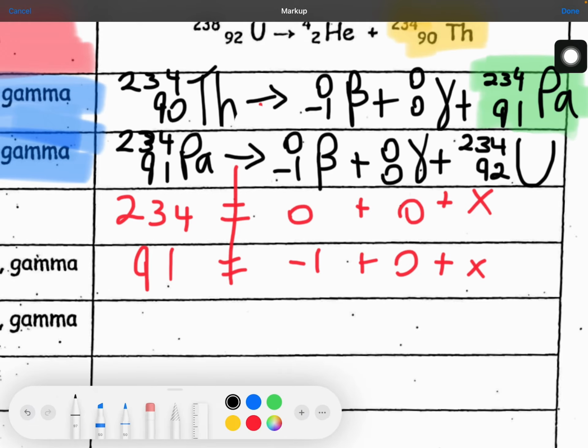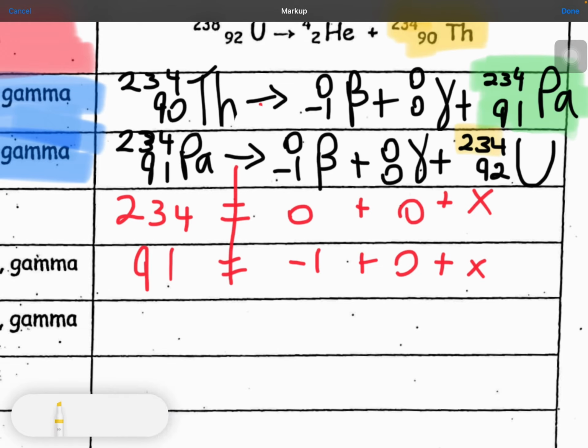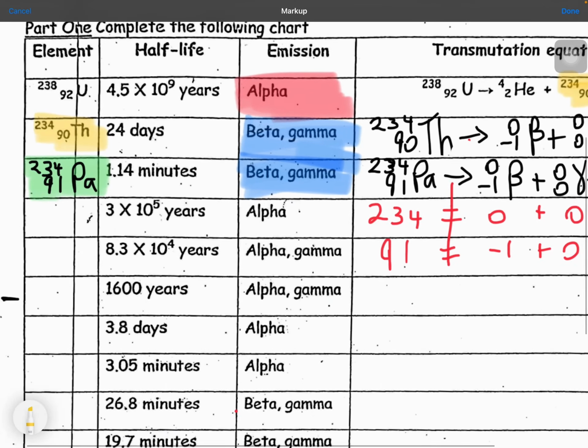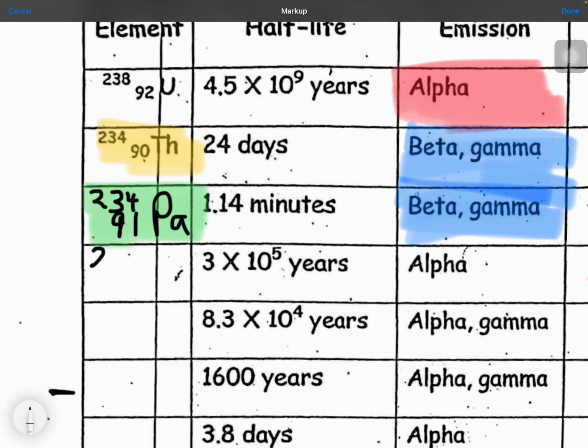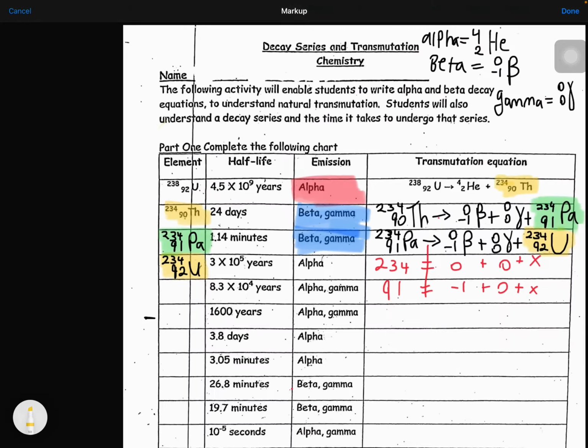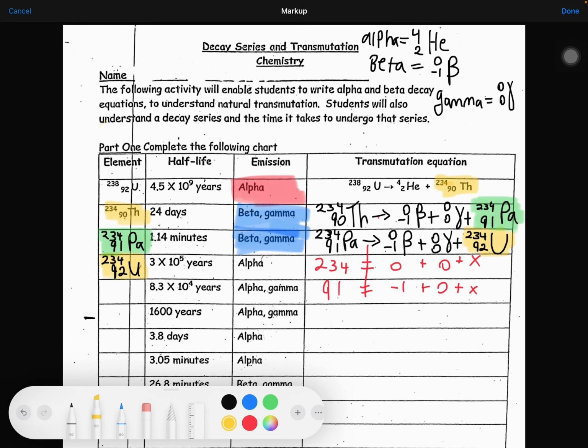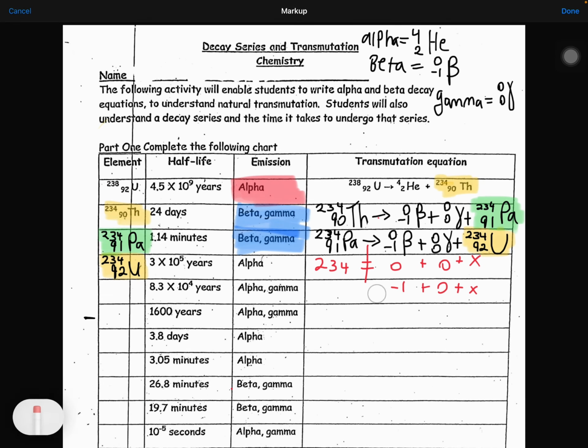And again, we are taking what I'm highlighting as yellow, and we're moving it right down over here. Again, that is 234, 92 uranium. So basically you can see what we're doing is we're doing kind of like a big zigzag when solving these problems. So let's try the next one.